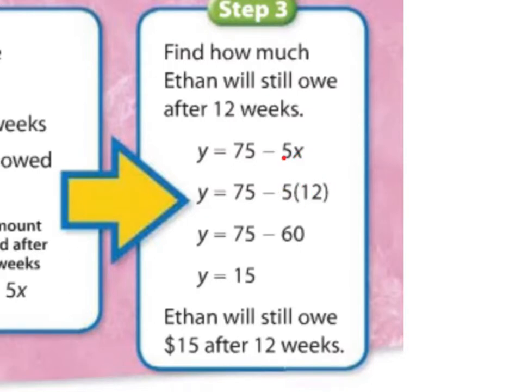And I know that whenever a number is right next to another number, that means to multiply. So carrying down, I know that 5 times 12 is 60. And he will still owe $15 after 12 weeks, which I think means that he still needs to pay his mom for 3 more weeks. And you can see that today's skill is basically just taking a number and substituting it in for one of the letters.